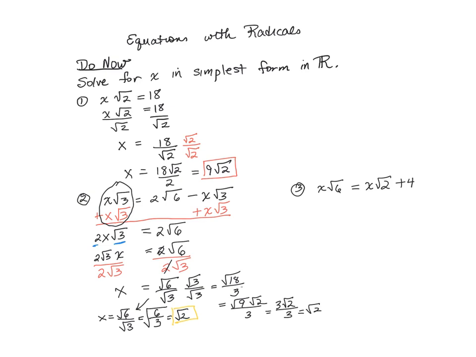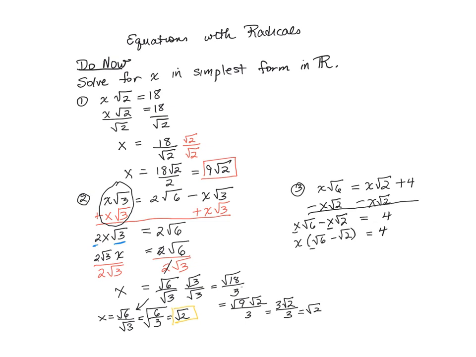Okay, now in number 3, we do the same thing. We want to bring all the expressions with x on one side. So we subtract x root 2 on each side. And here we cannot combine the radicals. So we write x root 6 minus x root 2 equals 4. Now to get the x to appear once, we'll factor it out. It is a common factor to these two terms that are being subtracted. And we get x times root 6 minus root 2 equals 4.